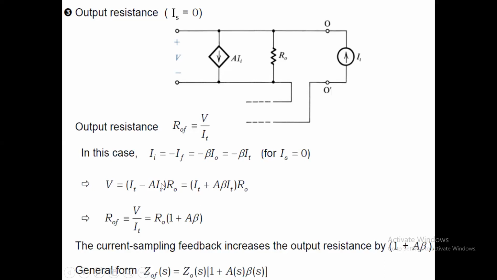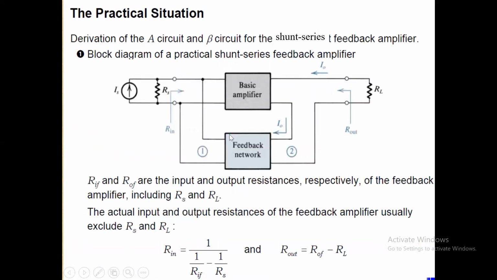Then the II itself can be replaced by minus beta IT, and that's why we get plus A beta IT. IT you can take out common, V by IT will give us the ROF, and that is R naught multiplied by 1 plus A beta. So the current sampling feedback increases the output resistance by 1 plus A beta, and that is why we have this generalized equation: ZOF is equal to Z naught multiplied by 1 plus A beta. So that is the ideal case, because we didn't bother about the RS and the RL.